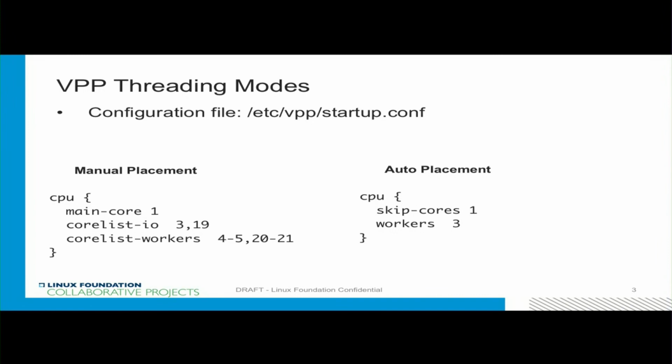server. If we want to leave the decision of placing different threads to VPP, we can do something like this, where we say skip core one. So we want to skip CPU zero on the server, so we are skipping one core, and then we are assigning three workers to the first three available threads on the system.